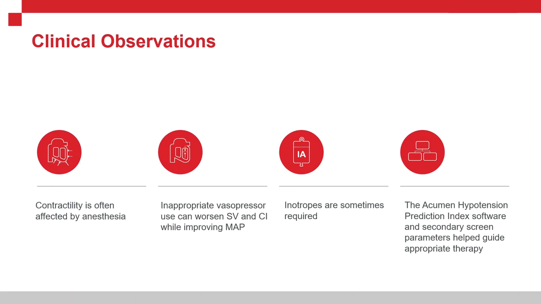The hypotension prediction index software and the secondary screen help guide the appropriate therapy in this case. However, the index itself should not be used to make clinical decisions. It is the underlying physiology that we treat.